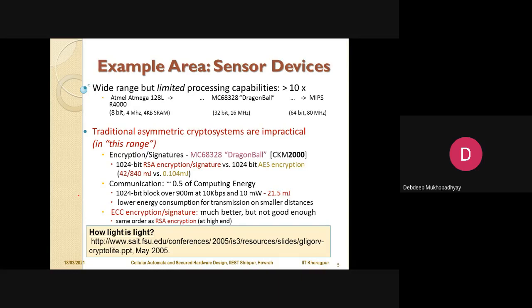So just to give you some figures, if you compare a 1024-bit RSA encryption or signature versus a corresponding AES operation, then you will see that it will probably consume something like 42 to 840 millijoules, compared to something like 0.104 millijoules in the case of AES. So if you look at the communication energy, you'll see that block ciphers or symmetric key ciphers have got much lower energy compared to public key crypto systems.